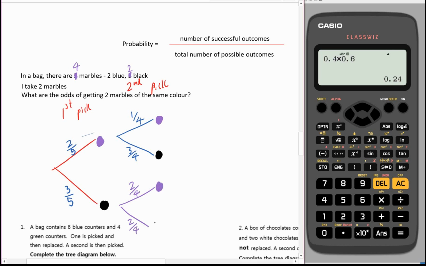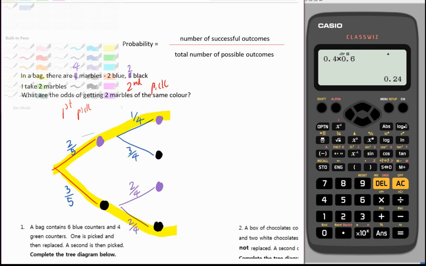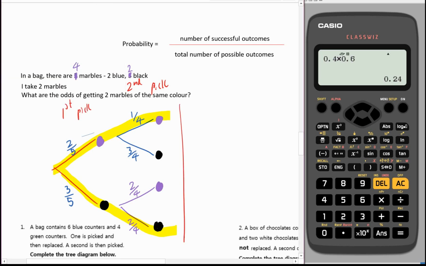So now we've got our probabilities. Let's read the question. What are the odds of getting 2 marbles of the same colour? So that can happen one of 2 different ways. We can either get blue then a blue, or we can get a black then a black. And same as before, we're going to work both these out, and then we're going to add together those 2 numbers. So blue then a blue, we're going to do 2/5 times a quarter. Black then a black, we're going to do 3/5 times by 2/4.